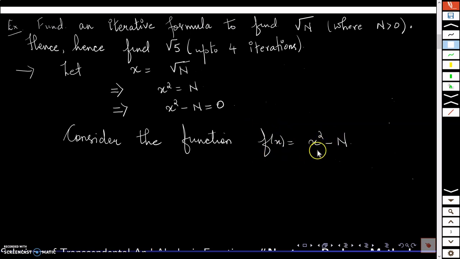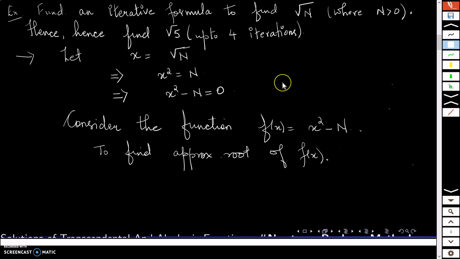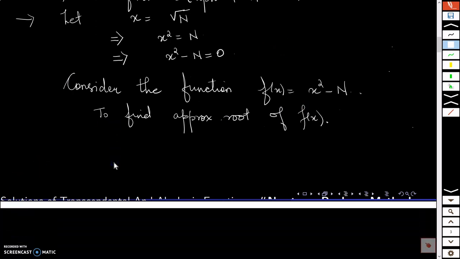right? I need a value x such that x square minus capital N is 0, and that x will be nothing but the root of this function f of x, which we have defined to be x square minus capital N, right? So our aim now has reduced to find this approximate root of this function f of x. Okay, so now the Newton-Raphson method will come to help, and using that we will find an iterative formula to give the square root of any given positive real number. All right. So supposing I have the initial approximate root that is given to me. So let's consider that to be x naught. Let x naught be the initial approximate root of f of x.